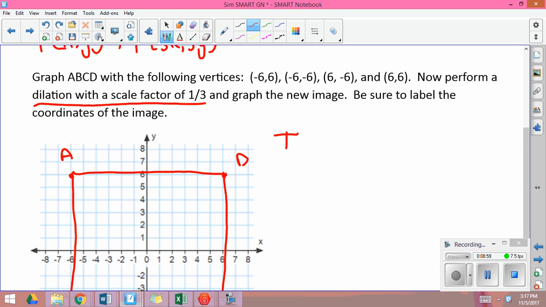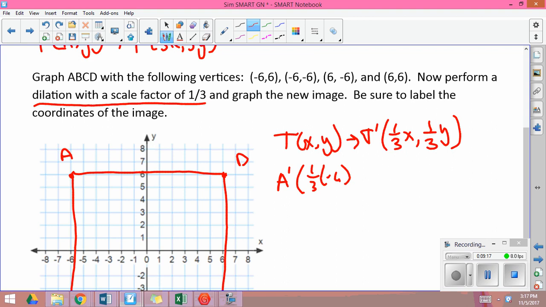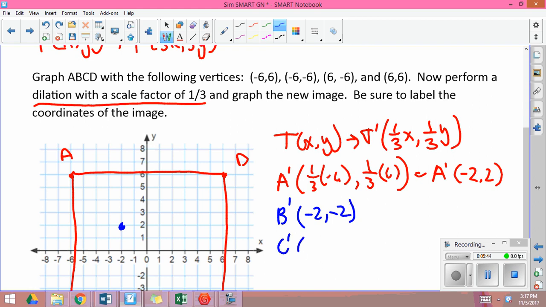And if I think about applying the rule of T prime is 1/3 of x, 1/3 of y, then every one of these, so A prime, I'm going to take 1/3 times -6, 1/3 times 6. Multiplying by 1/3 is the same as dividing by 3. And so A prime is going to become -2, 2. And then B prime, -6, -6 divided by 3 is going to become -2, -2. C prime will become 2, -2. And D prime will become 2, 2 if I take 6, 6 and divide. And I end up with this similar but smaller rectangle.